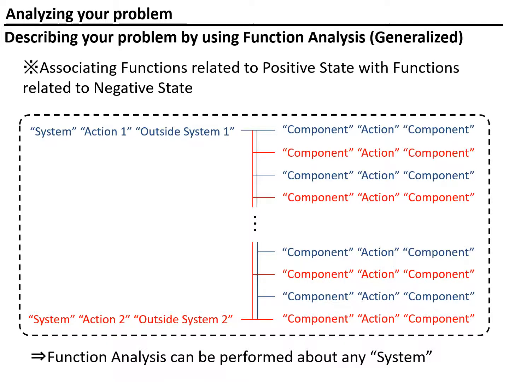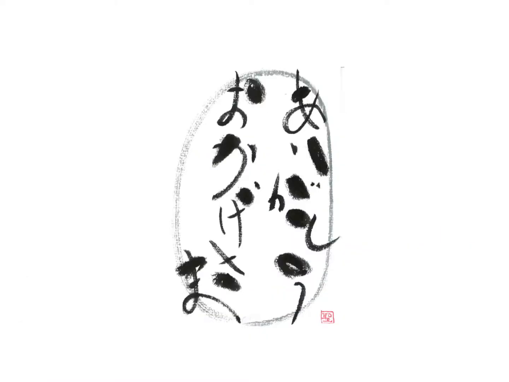Function analysis can be performed on any system. You could apply it to some machine, some chemical reaction, a production system, or anything. This function analysis is very convenient when you are analyzing what the problem is and what you are thinking about. Okay, this is all for this section.